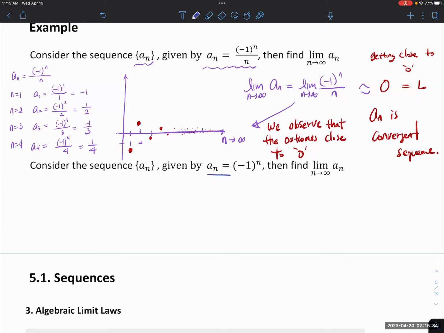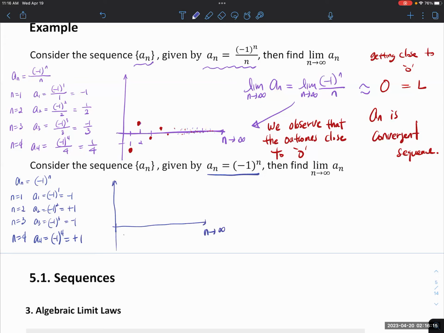Same pattern, the generalized form is already given. So a_n is (-1)^n. When n equals 1, a_1 is (-1)^1, which is -1. When n equals 2, (-1)^2 is +1. When n equals 3, (-1)^3 is -1. Just one more, n equals 4, a_4 is (-1)^4, +1. So the exact pattern is -1, +1, -1, +1 as n increases.